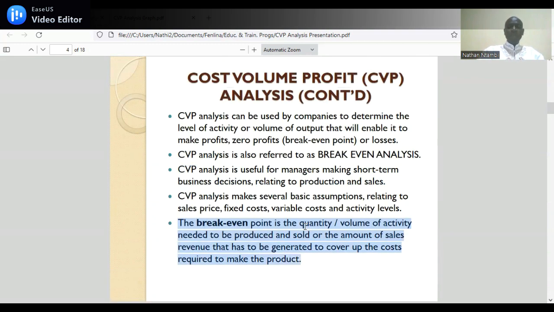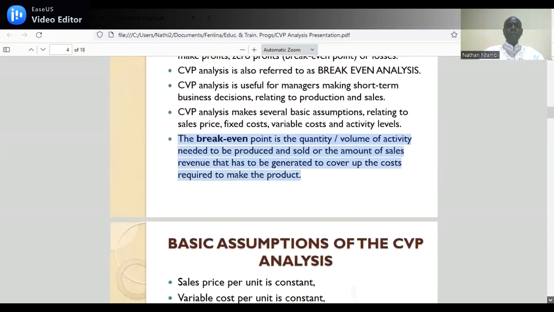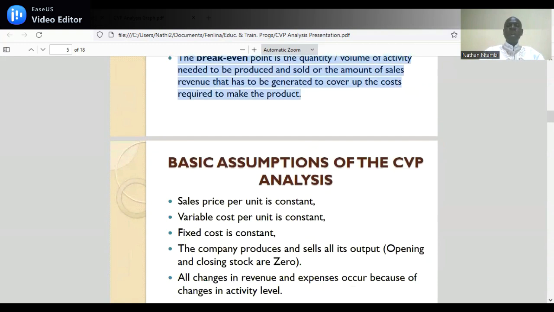Break-even point is the quantity or volume of activity needed to be produced and sold, or the amount of sales revenue that has to be generated to cover up the costs required to make the product.